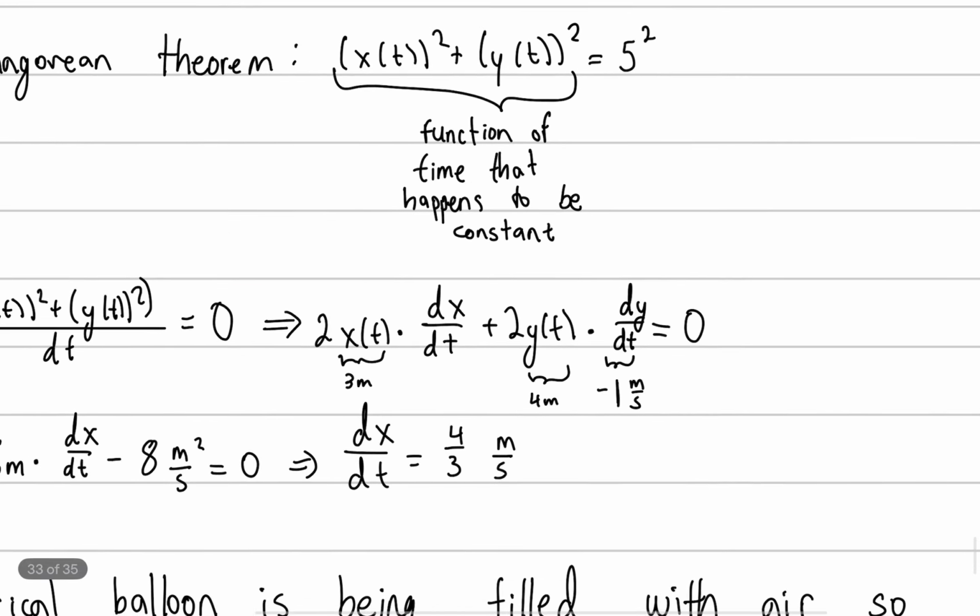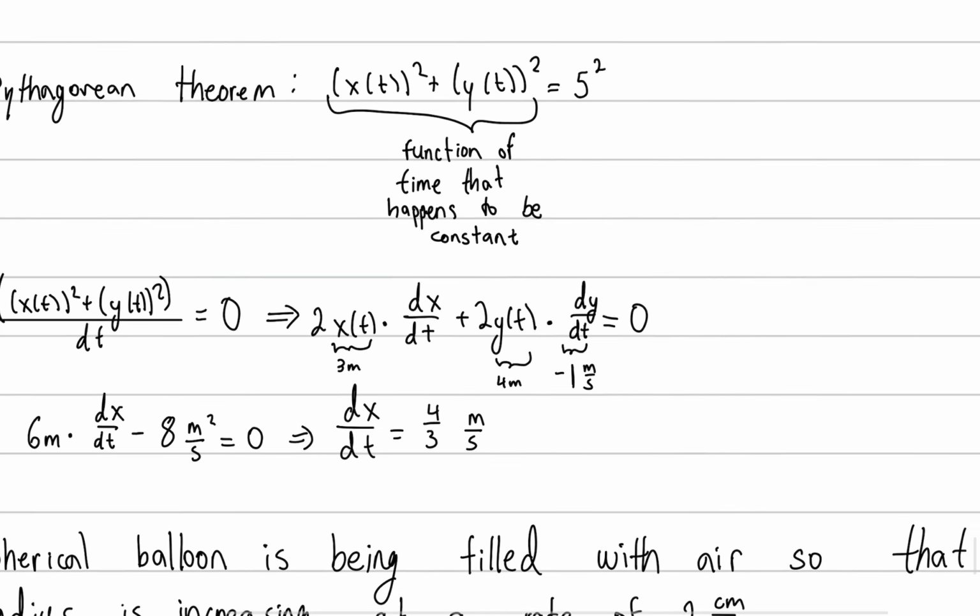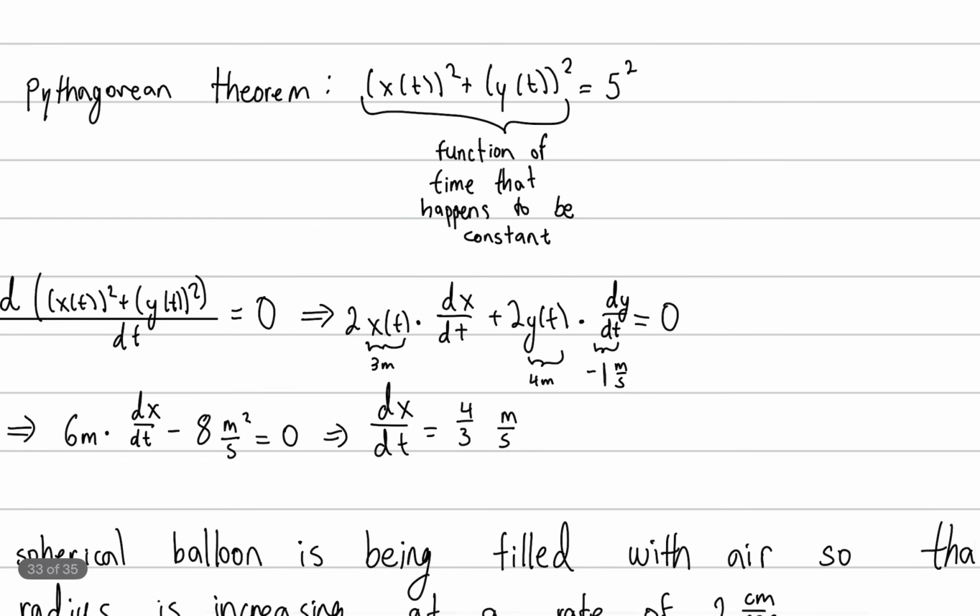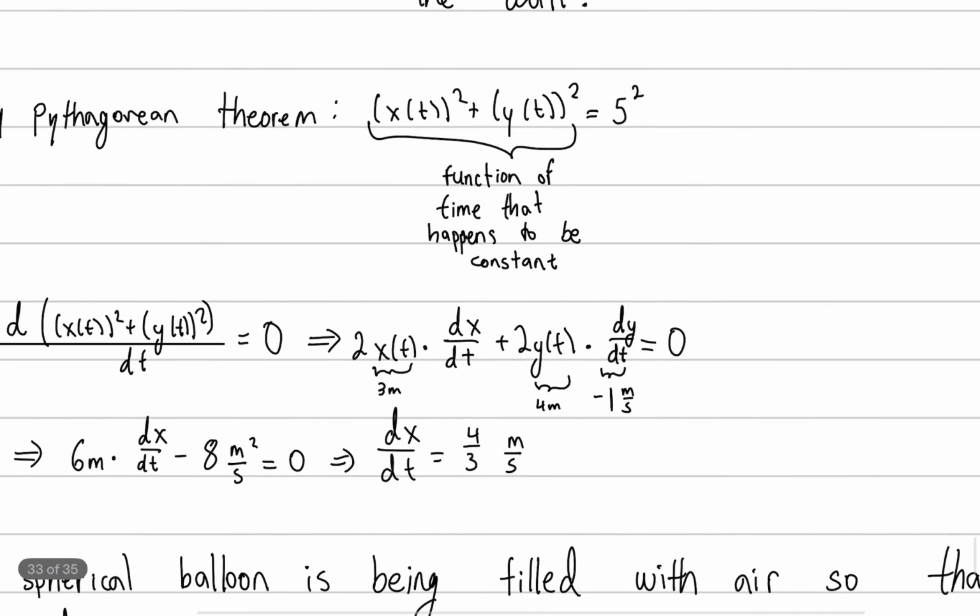Using the chain rule, we have 2 times x of t times dx dt plus 2 times y of t times dy dt. And all that is equal to 0.